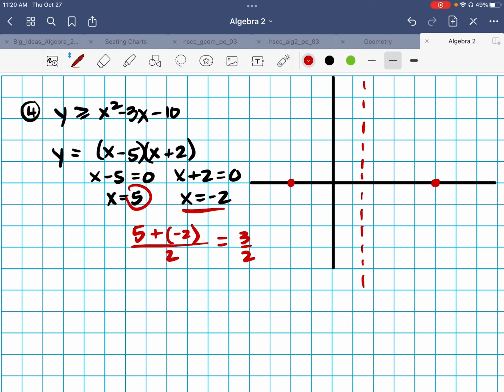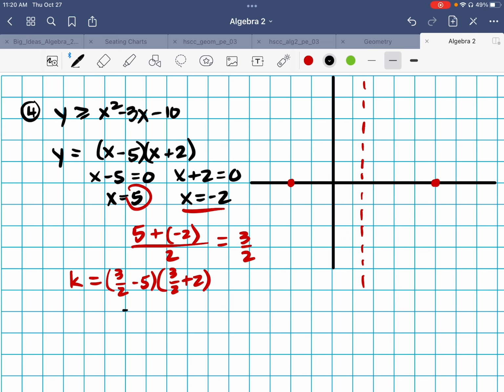Now we want to find where the vertex is, so we're going to take the 3/2 and plug it in. So I'm going to take the 3/2, this is my h, and this is going to find the k value. So to find my k value, I take my h and I plug it into the equation. 3 over 2 minus 5, and 3 over 2 plus 2. Now, for those that forgot how to add fractions with whole numbers, we get a common denominator.